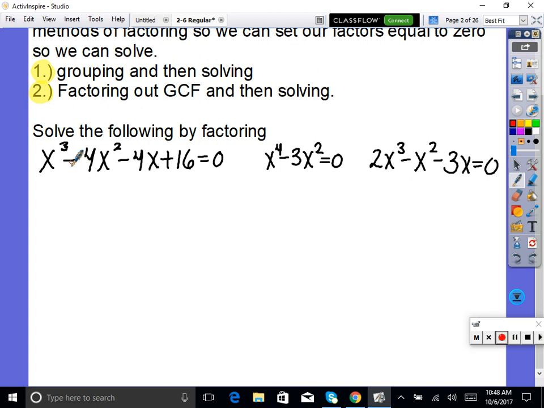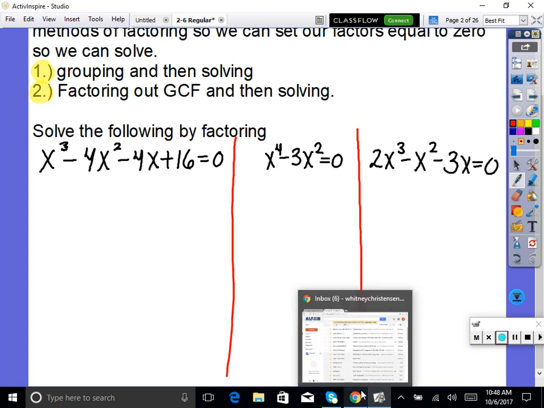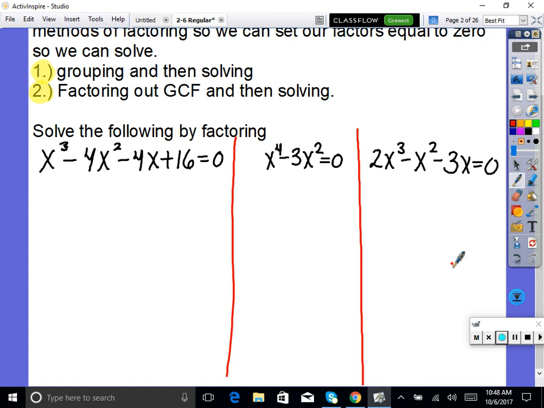So ready, set, go. I want you to solve polynomial 1, polynomial 2, and polynomial 3. So, focusing, let's go quick.